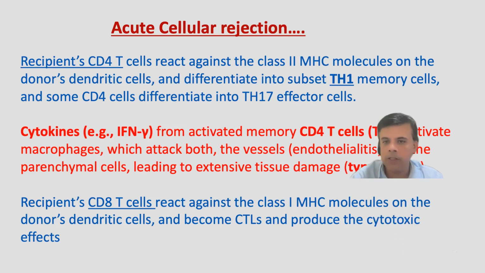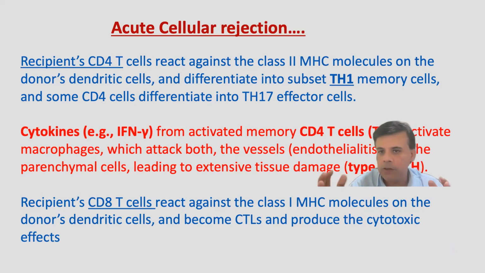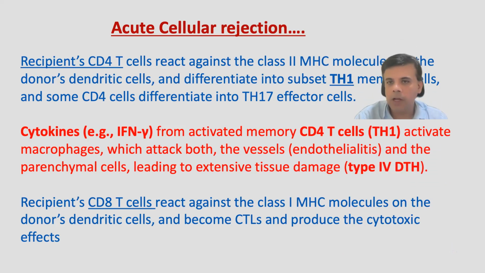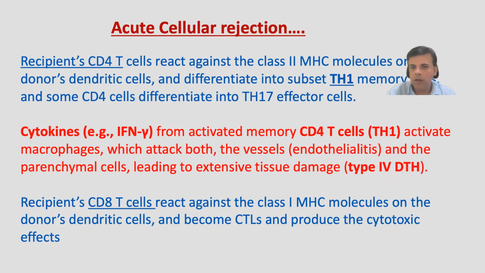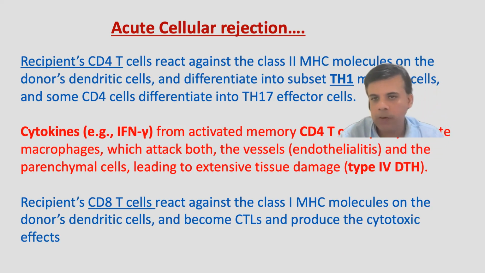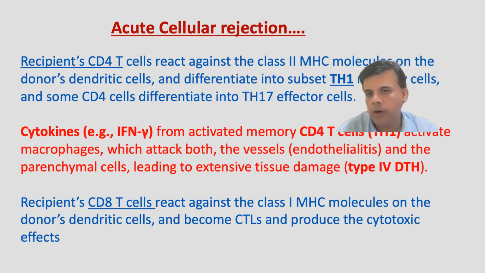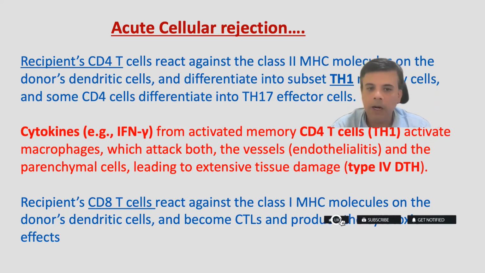So parenchymal rejection, for example, if it is kidney, the parenchymal damage will be seen over the tubules. Tubulitis will occur. That is an important feature. And also endothelial damage will be seen. And apart from that, CD8 T cells will also get activated on exposure to MHC class 1 molecule of the dendritic cells of the donors. So here there will be cytotoxicity. CD8 T cells will also cause cytotoxic parenchymal damage.